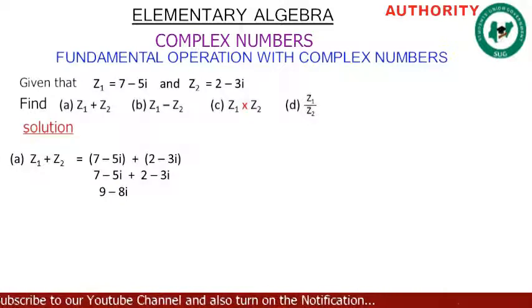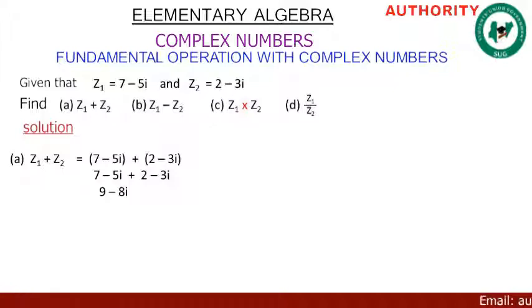A, we have z1 plus z2. We are going to have 7 minus 5i in bracket plus 2 minus 3i in bracket. So let's open the bracket. We're going to have 7 minus 5i plus 2 minus 3i. Okay, so the real part plus the real part, the imaginary part plus the imaginary part. So we're going to have 7 plus 2 is equal to what? 9. So minus 5i minus 3i going to give you minus 8i. So therefore z1 plus z2 is equal to 9 minus 8i.